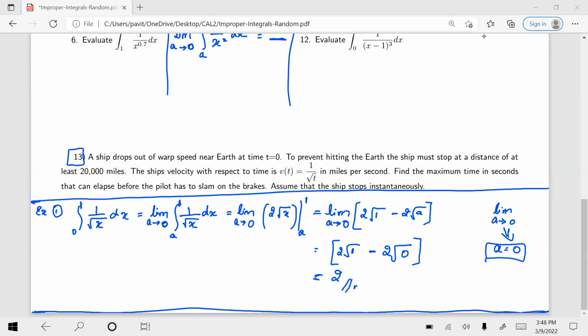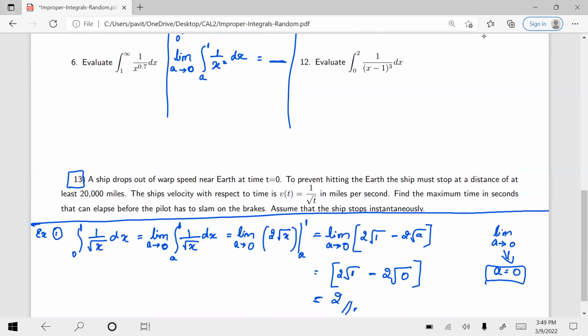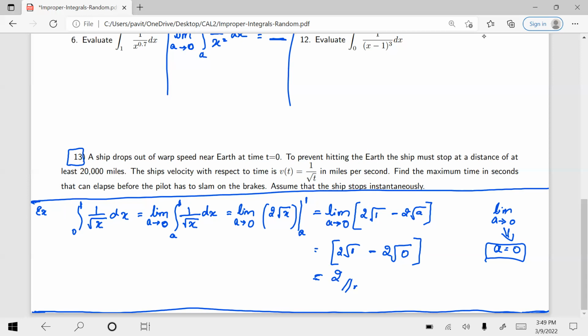Okay, let us do a second problem. Second example. Now I'm going to change my limits from 1 to infinity. Let us take a different function, 1 over x to the power of 4 into dx.